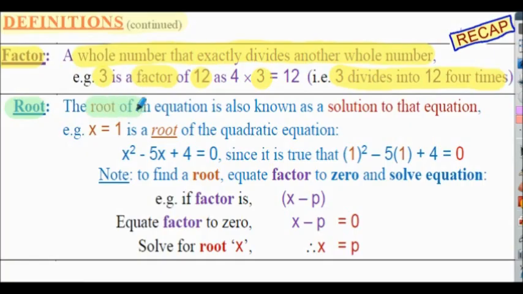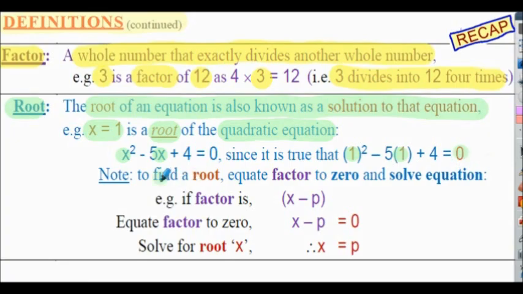Root. The root of an equation is also known as the solution to that equation. So for example, x equals 1 is the root of the quadratic equation shown below, x squared minus 5x plus 4 equals 0. If we substitute the value of 1 for x in the equation shown here, we see it evaluates to 0.